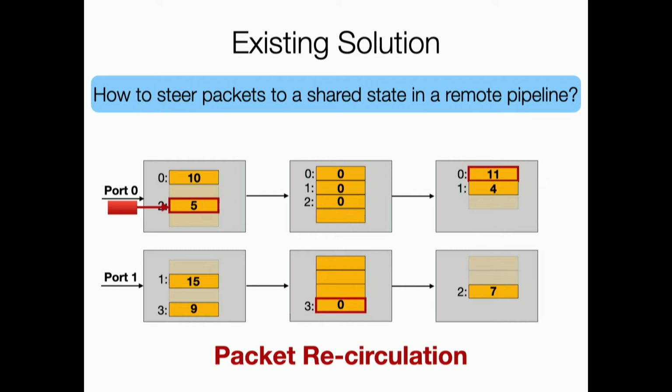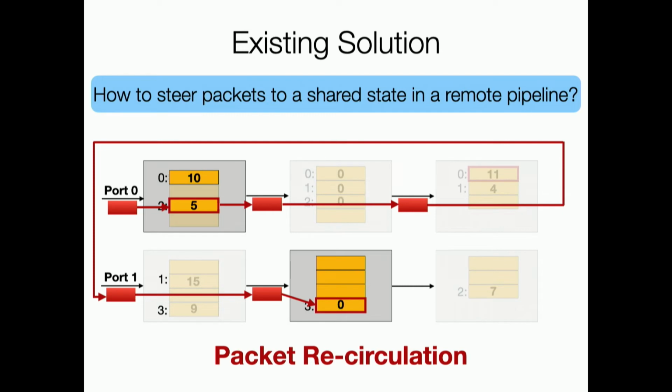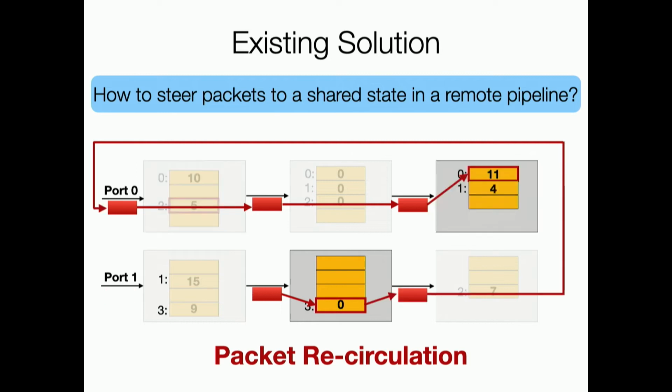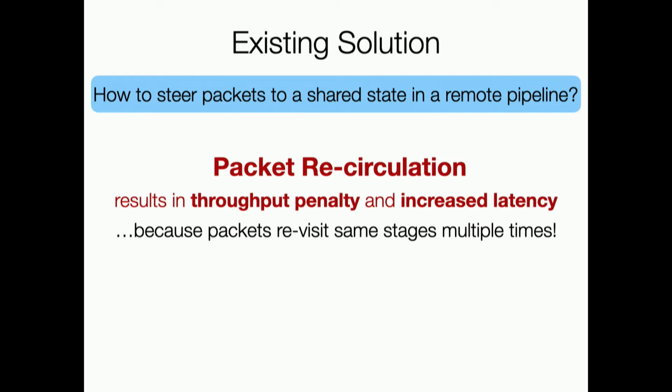Well, this packet will come in. It will access the state that it wants to access. And then it will be recirculated back to the second pipeline to access the state that it wants to access there. And then it will be recirculated again to the third pipeline. So this solves the problem, but, well, not quite, because it results in a huge throughput penalty and also increased latency.